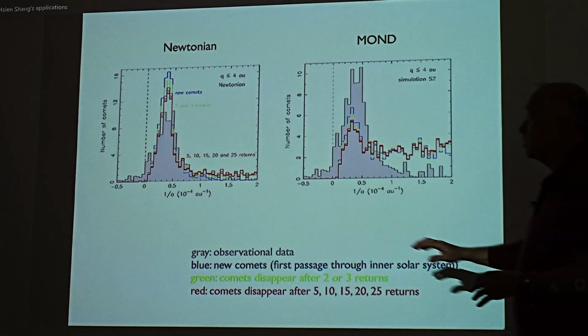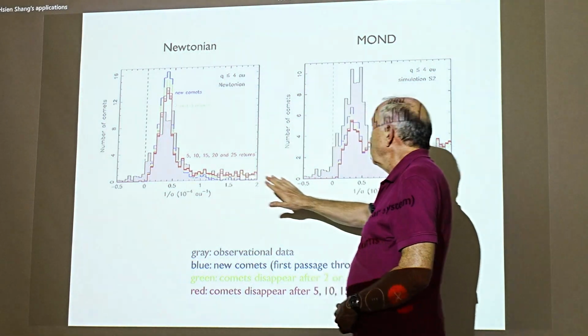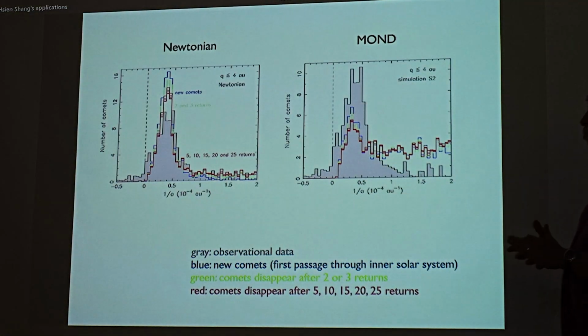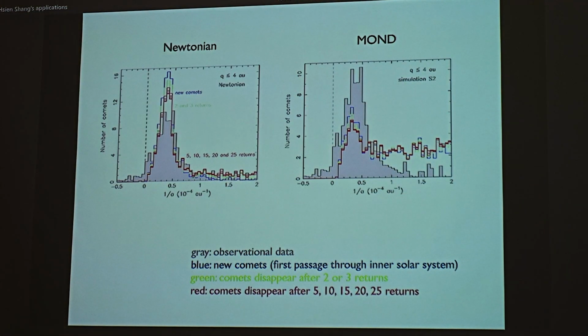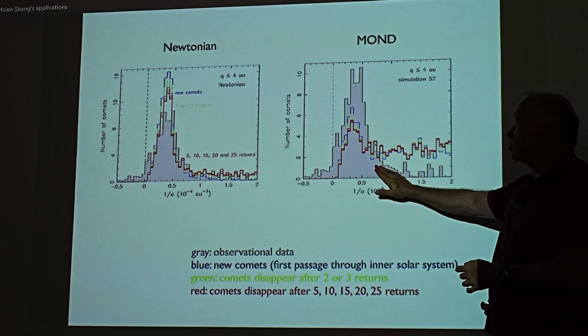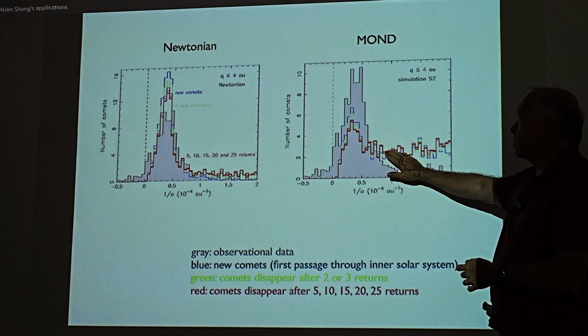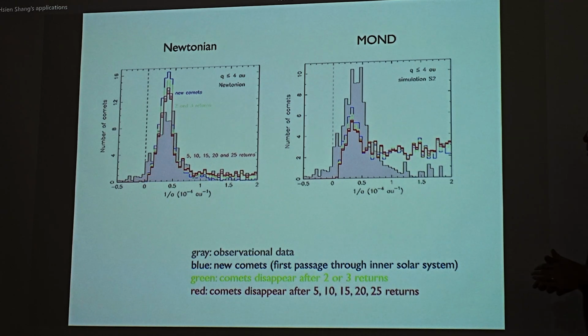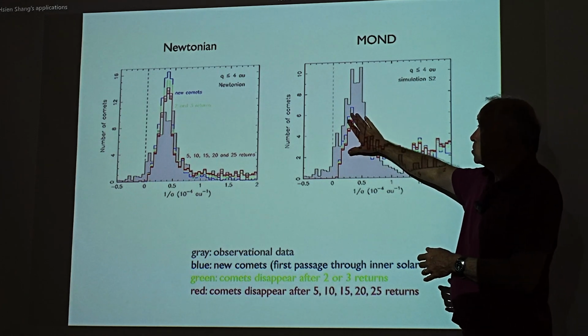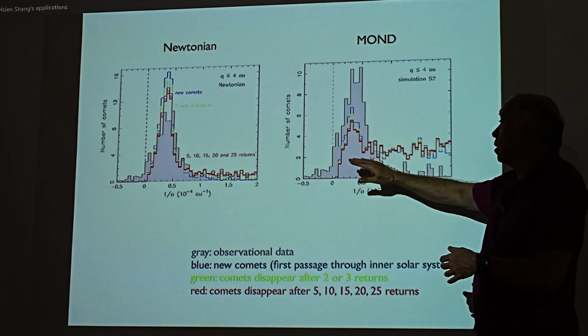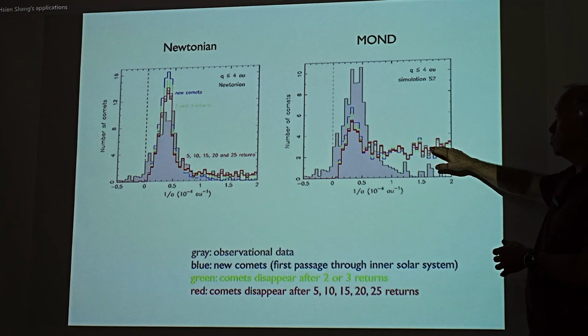The answer looks like this. This is the Newtonian case again. This is the analog of the Oort spike for Mondian mechanics. Again, the solid histogram is the observations. The colored histograms are the results of running the standard model in MOND. And you can see that MOND fails badly. The Oort spike is too small, and the tail is too strong.